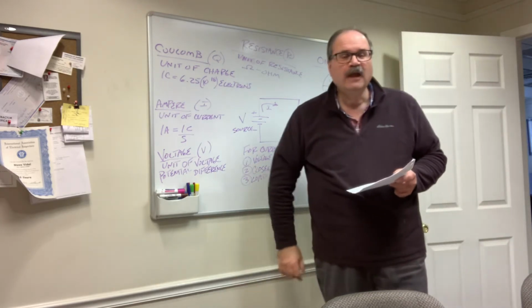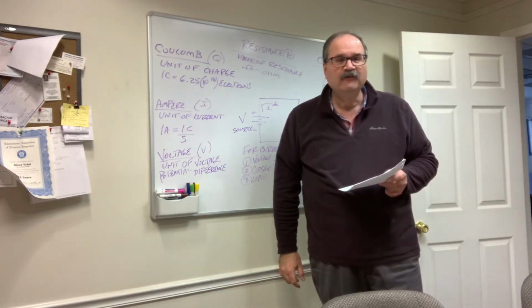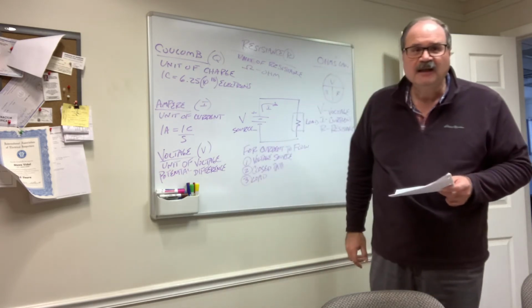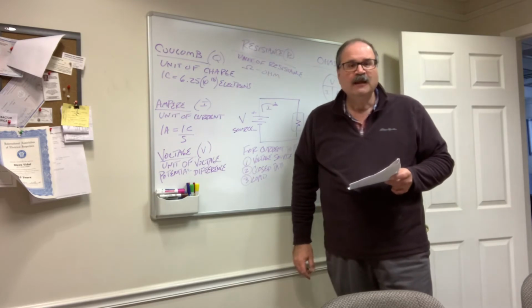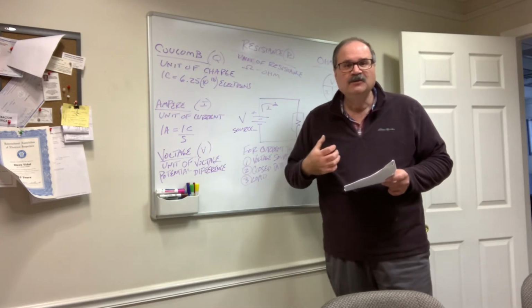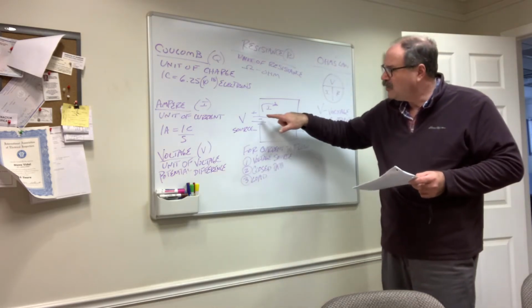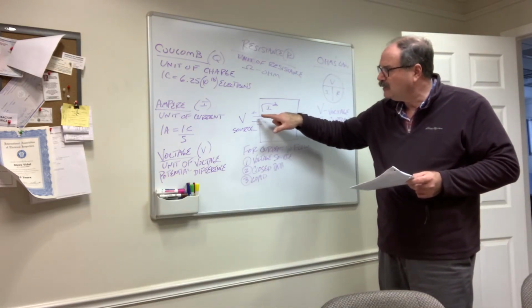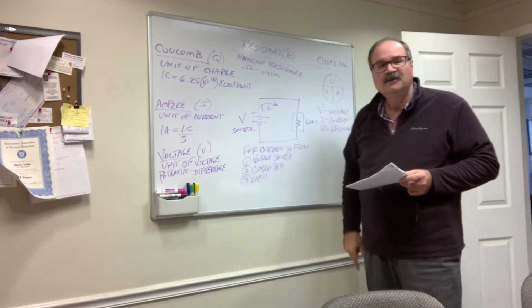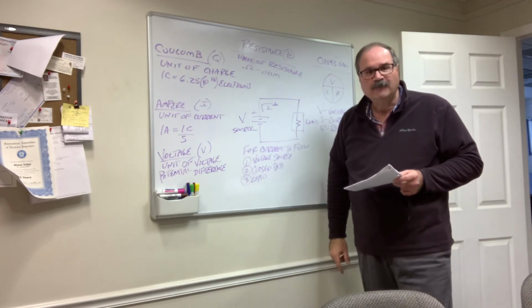There are 2 ways to represent current flow. One is called conventional current flow, and the other is called electron flow. Conventional current flow is what I prefer to use. Conventional current flow is current leaves the positive terminal of the battery, goes through the circuit and the loads, and returns to the negative terminal of the battery.